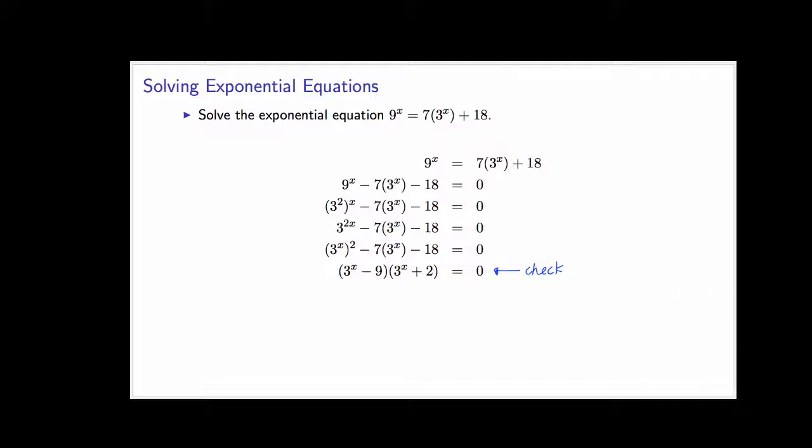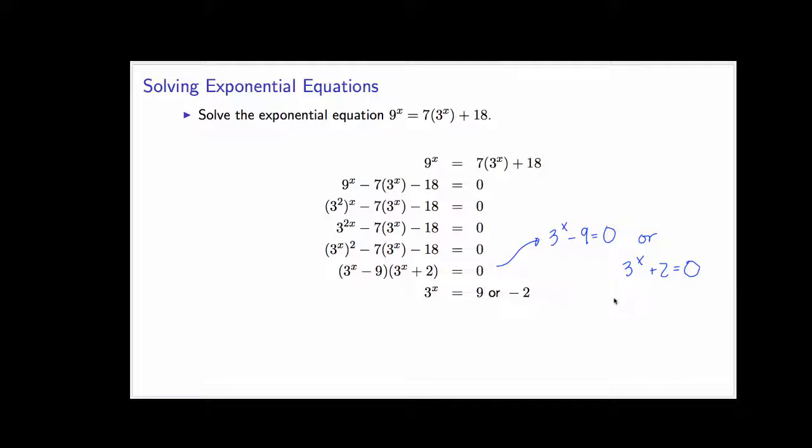So now using our zero factor property, we get that 3 to the x is equal to 9, or 3 to the x is equal to negative 2. Remember, that comes again from the zero factor property. We have that 3 to the x minus 9 equals 0, or 3 to the x plus 2 is equal to 0, which gives us 3 to the x equals 9, or negative 2.